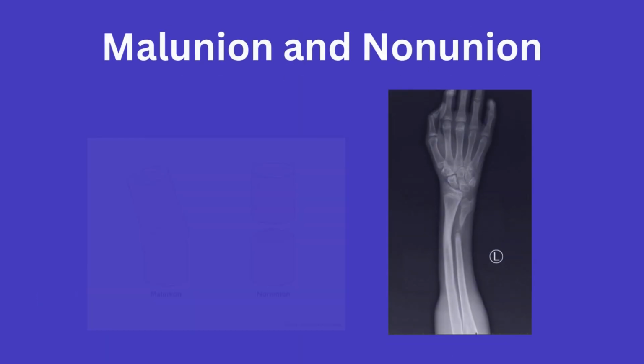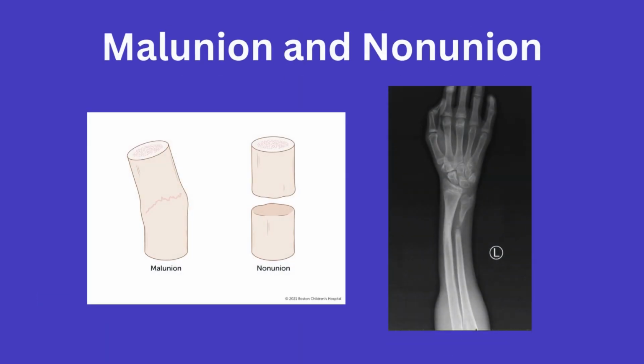Lastly, malunion versus nonunion. As we talked about in a previous video, nonunion refers to a halt in fracture healing in which, without intervention, the fracture will not heal. Malunion, on the other hand, refers to a healed fracture that healed in an abnormal position. So this could be incorrect anatomic length, alignment, or rotation, or a combination of the three. This X-ray here is a good example of both, with the radius demonstrating a malunion and the ulna demonstrating a nonunion.